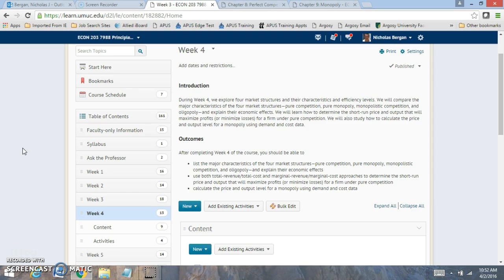For week 4, we're going to explore the market structures and their level of efficiency. We're going to be looking at monopolies and perfect competition. Basically, these two market structures are the total opposites of each other. And when you look at these market structures, you're going to be focused on how they make decisions in our economy. That's very important to look at.